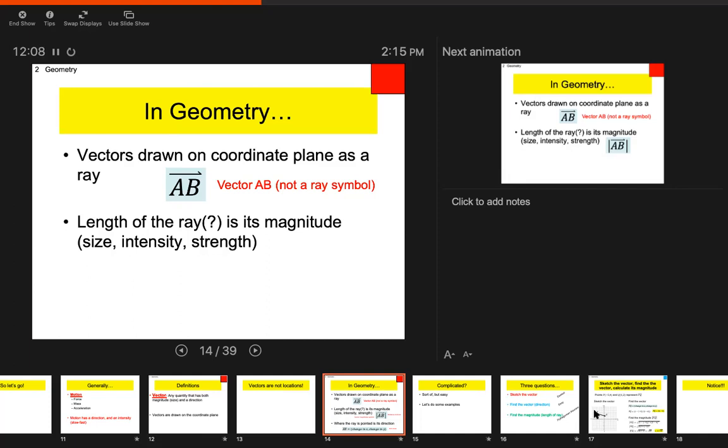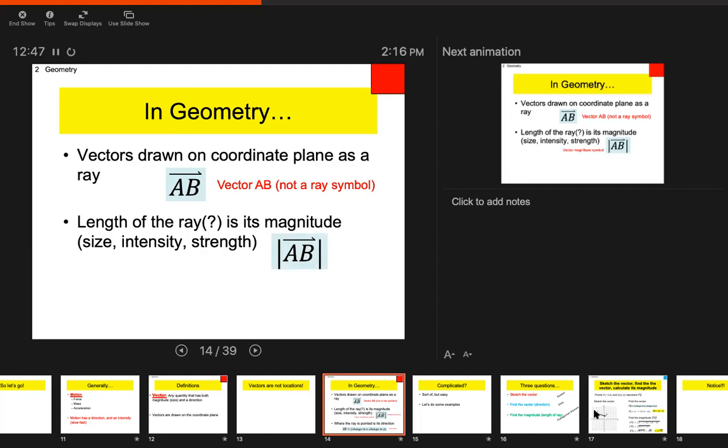So it says length of ray, question mark, because rays have infinite length. When we draw the symbol for vector on the coordinate plane, we don't draw the full ray symbol, we draw like half of a ray. What you draw on the coordinate plane tonight will have everything. It's going to have its direction, and it's going to have its magnitude.